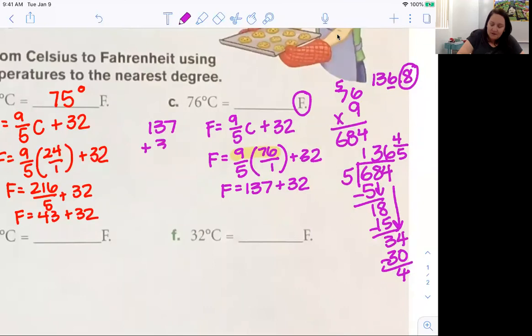137 plus 32. 7 plus 2 is 9. 3 plus 3 is 6. And 1 plus 0 is 1. So 76 degrees Celsius is 169 degrees Fahrenheit. When we see 76 degrees, we think, that's not that hot. But that's Celsius. Celsius 76 degrees is 169 degrees Fahrenheit. That is super hot, right?